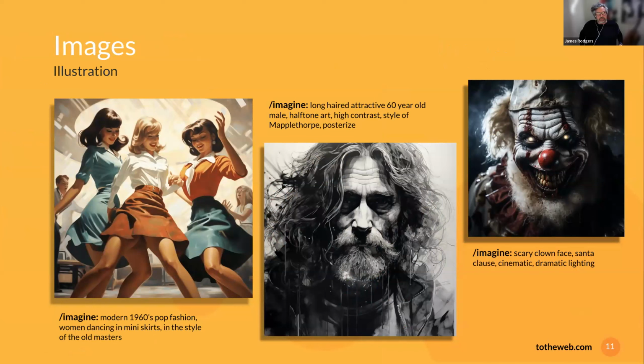So these are just a few images that we picked out to show, and you can see the prompts that we put at the bottom or the top of these pictures. The one on the left is a modern 1960s pop fashion woman dancing in miniskirts in the style of the old masters. Really simple prompt, great result, and I did that over and over again and just got tons of great images. The middle one is another example of how you can just change styles and get a nice halftone art type, high contrast style.